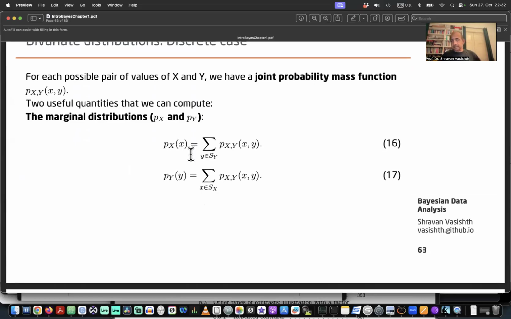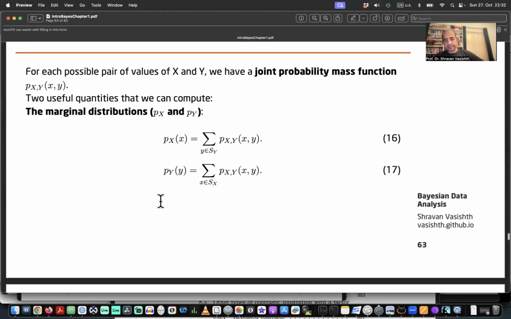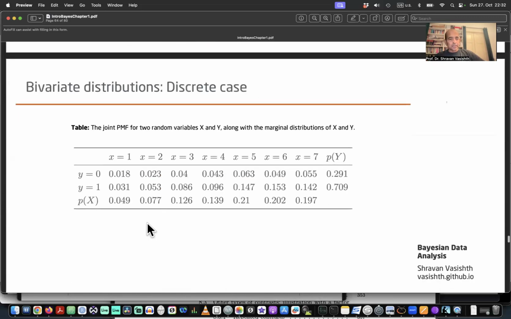And it makes sense, right? It tells us, ignoring the other variable. If I want the marginal distribution of x, I'm ignoring the other variable y. That means I'm summing over all the values. And similarly, for the marginal distribution of y, I'm summing over the other variable that is x here, right? Okay.